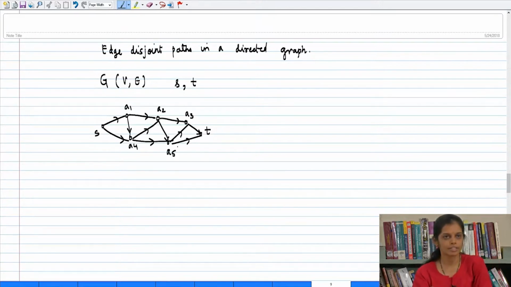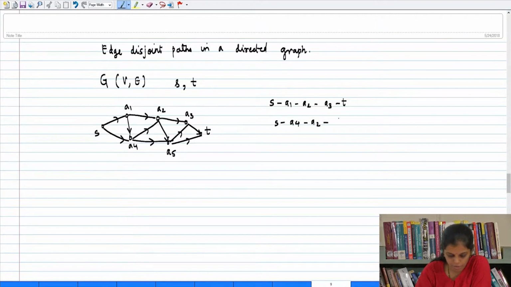Yeah, so maybe this is our network. Let's ask what are edge disjoint paths? One path from S to T is S, A1, A2, A3, T. Another edge disjoint path could be S, A4, A2, A5 and T, right? I cannot go to A3 because if I go to A3 then I should use the edge A3T. Such a path would not be edge disjoint. They can be vertex intersecting, like these two paths are vertex intersecting, but they need to be edge disjoint, right?